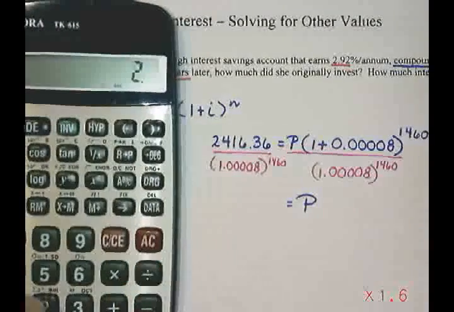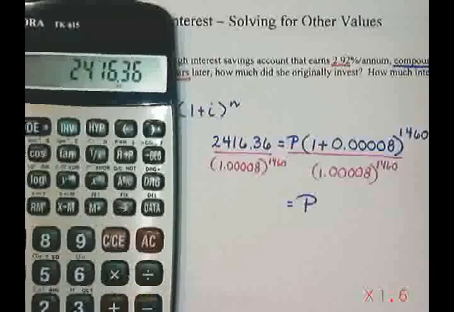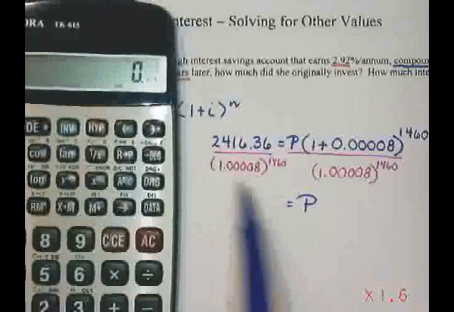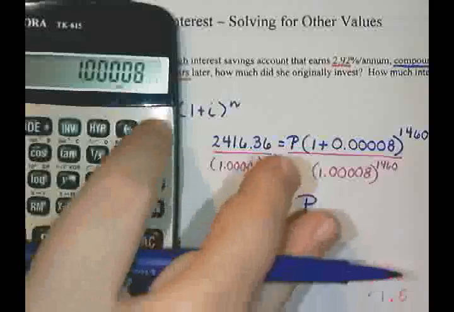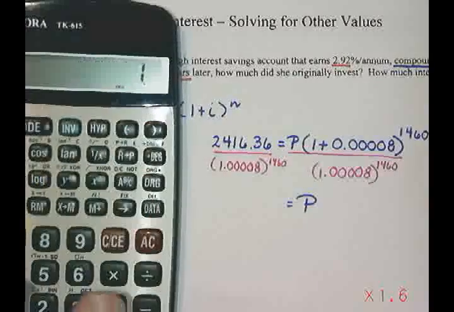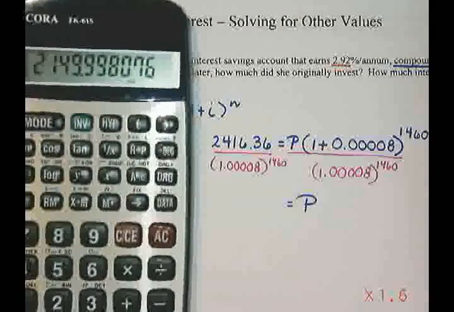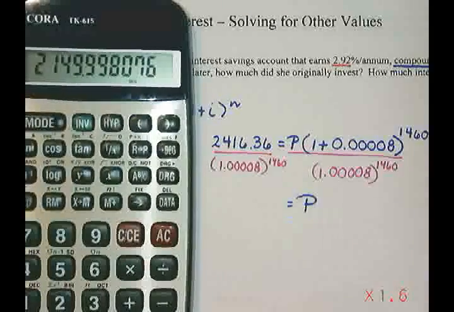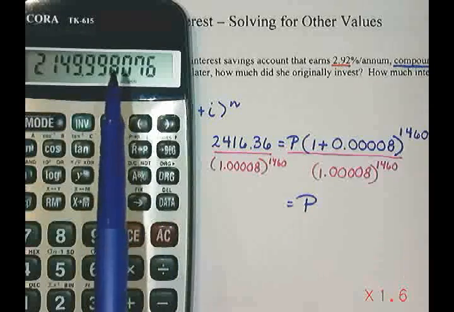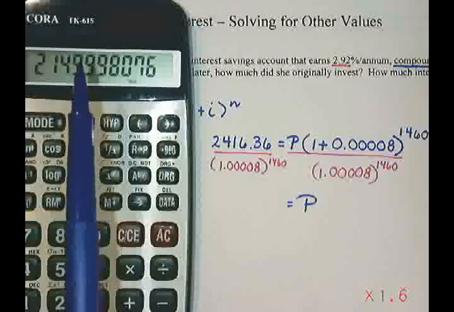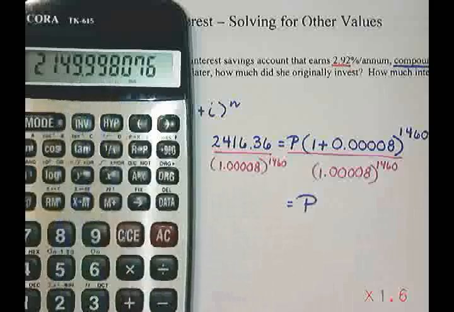So 2,416.36 divided by, now I could put the bracket in, it doesn't really matter in this case, 1.00008 close bracket to the power of 1,460 equals, ta-da, $2,149, and it looks like 99 cents, except the next number is an 8, so it's going to push that up, which pushes that up, which pushes that up, which pushes that up to $2,150.